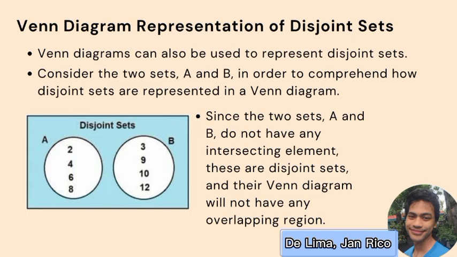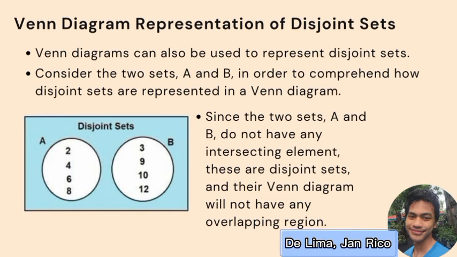To understand the Venn diagram depiction of disjoint sets, we could consider two sets, set A and set B. Let set A have the elements 2, 4, 6, and 8, and let set B have the elements 3, 9, 10, and 12. The Venn diagram of these two sets is shown below, where set A has the elements 2, 4, 6, and 8, and set B has the elements 3, 9, 10, and 12. Since sets A and B do not have any intersecting elements, these are disjoint sets, and their Venn diagram will not have any overlapping region.